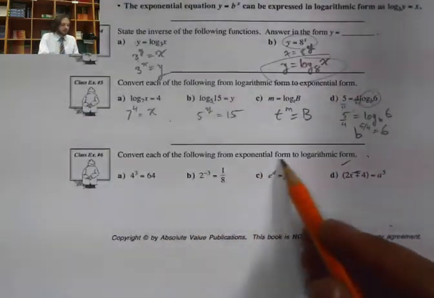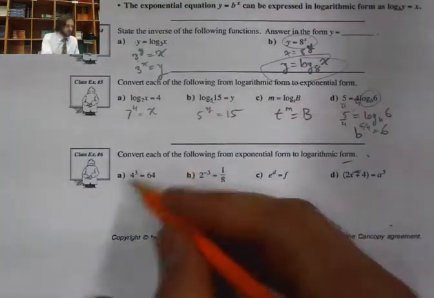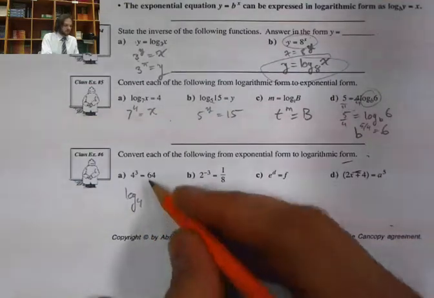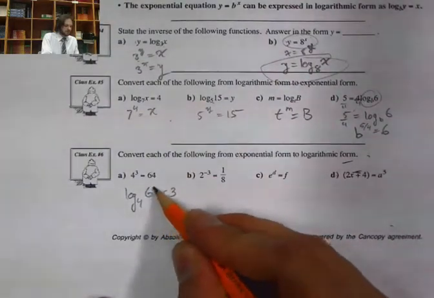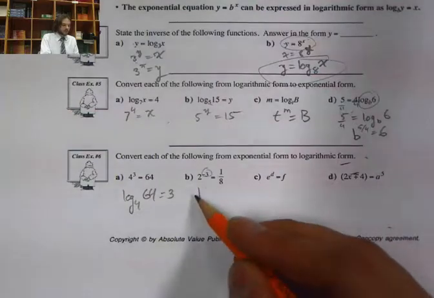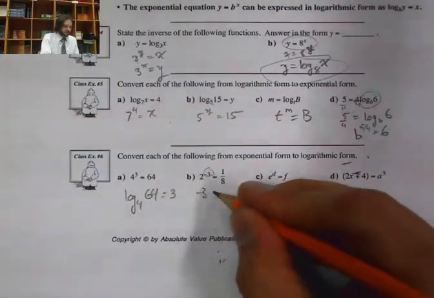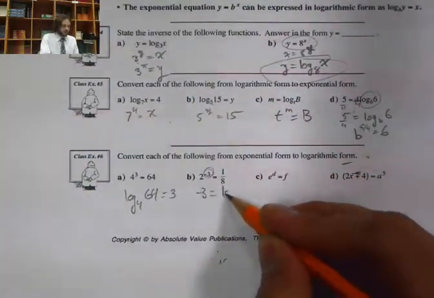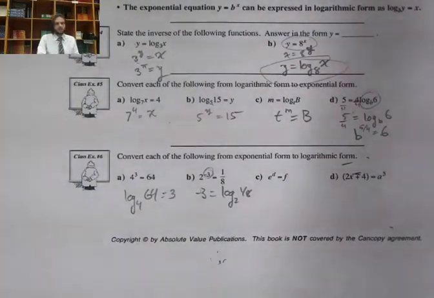It says, convert each of the following exponents to logarithm form. Okay, so that is log base 4 of 64 is equal to 3. Okay, this next one here, we're making this equal, so I'm going to have negative 3. So we have negative 3 is equal to, because we're always trying to solve for the exponent, log base 2 of 1 over 8. That's maybe a better way of looking at it.